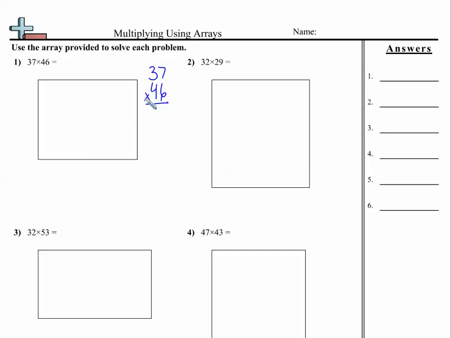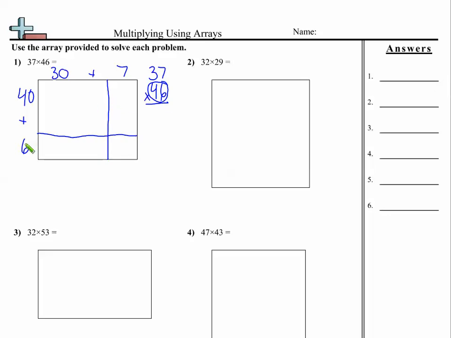And in order to do that, we're going to take the top number, 37, break it into expanded form. So 30 plus 7. Okay, and we're going to split that down right about here. And then we're going to take the bottom number here, 46, and we're going to break that into expanded form on the left side. So 40 plus 6. And again, we'll break that array across right here. Okay, and now the next step is to go ahead and do our multiplication.